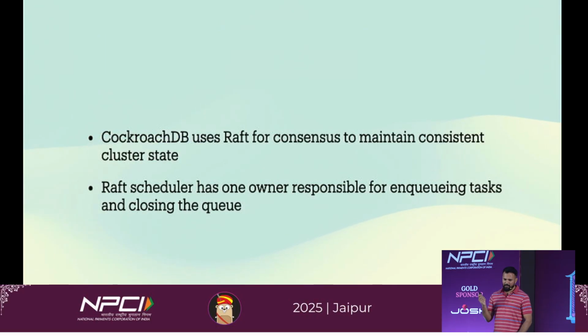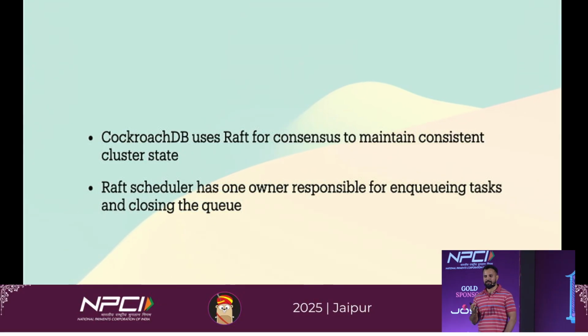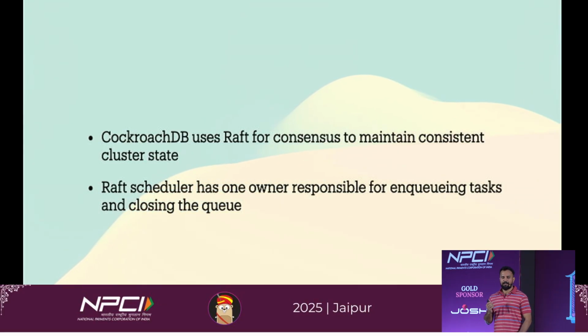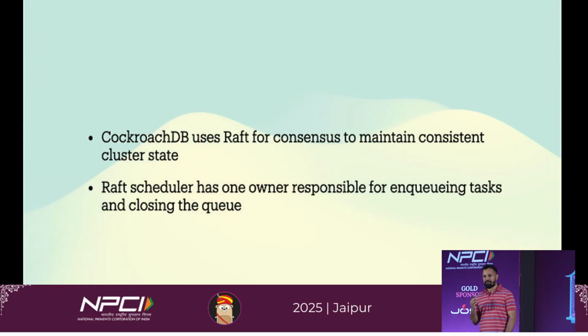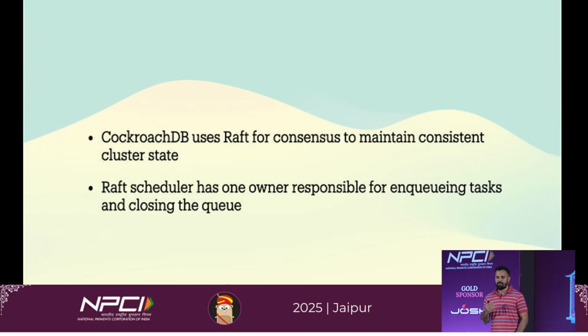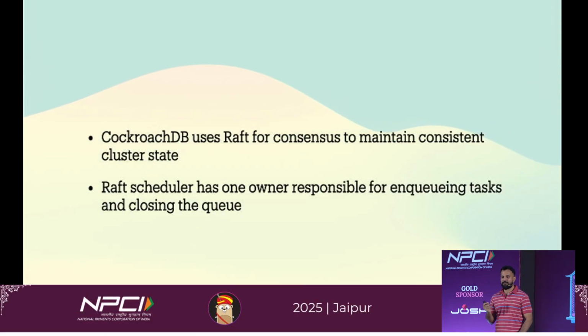One thing I wanted to point out is, in CockroachDB, Raft is used for consensus to maintain the cluster state, right? And the way that this happens is there is a lot of communication happening back and forth between the nodes to make this work. Usually, the Raft scheduler has one owner that is responsible for enqueuing these tasks and closing the queue. That way, you don't have open channels which are causing shutdown of the nodes in any way, or restarts.